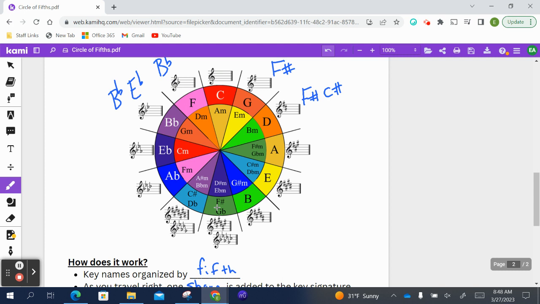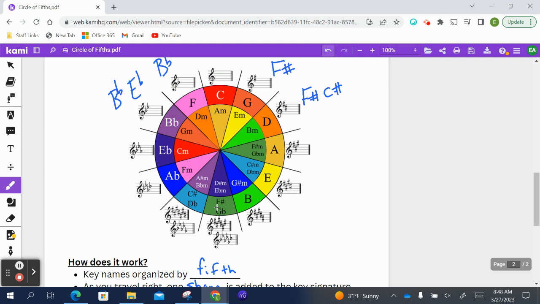The letter names are spelled differently. You would construct the scales using that whole half pattern that we learned in our first lesson of this unit, but they would sound the same. If I played an F sharp major scale and then immediately played a G flat major scale, they would sound the same. And so we have a similar thing just in notes.